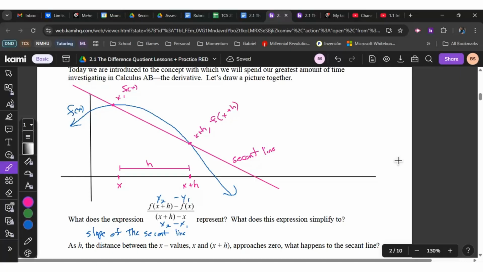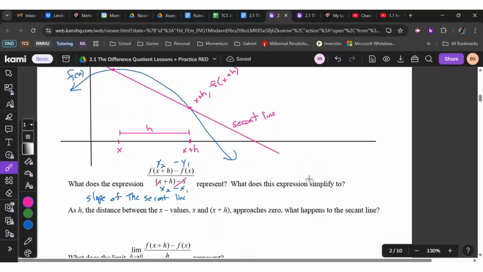Now, what does it simplify to? Is there anything on there that can be crossed out? Yep. X minus x. So now we've got f of x plus h minus f of x all over h. This should start to look like something I made you do last unit.